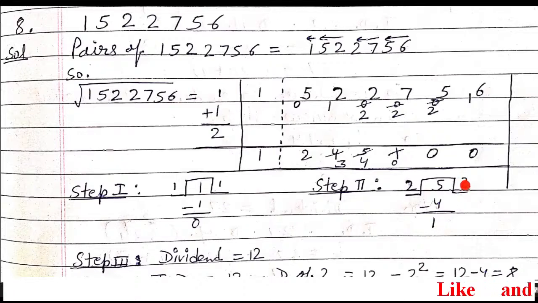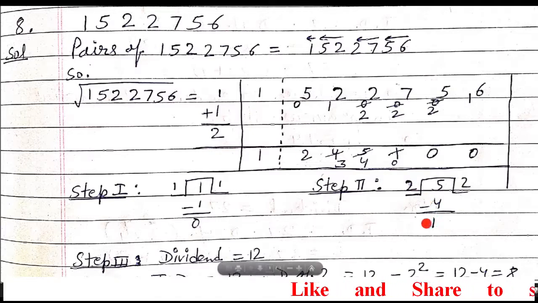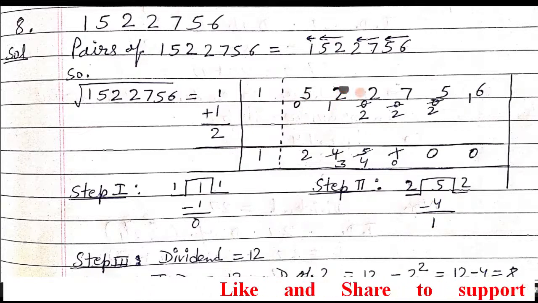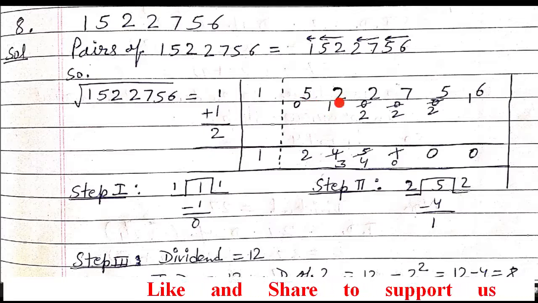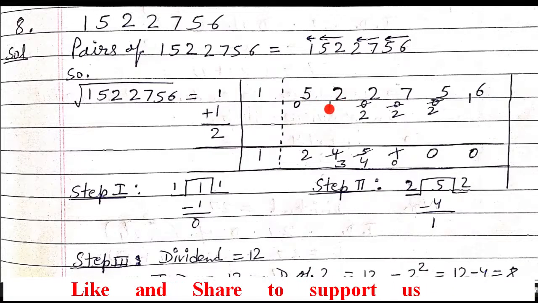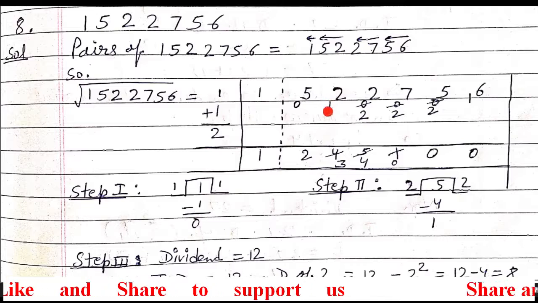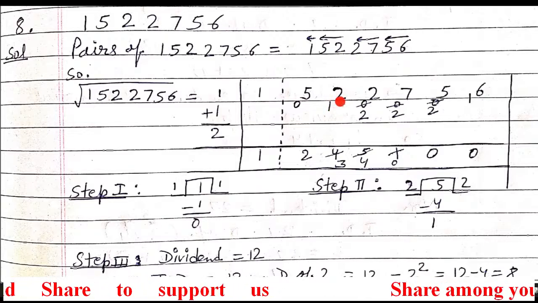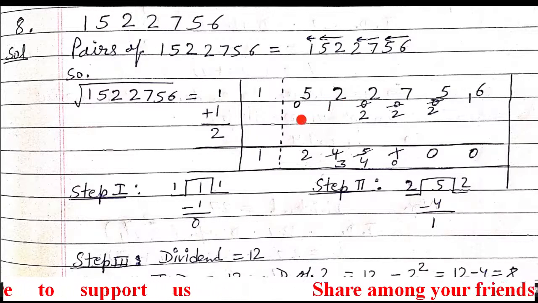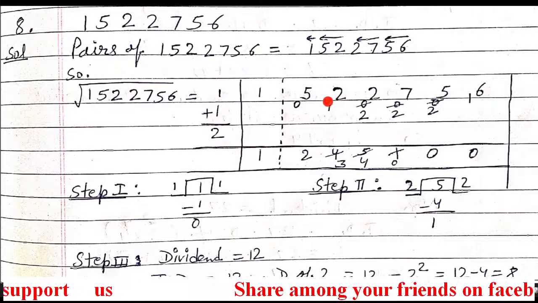This quotient 2 you write just under 5, and this remainder 1 you write down next to the next number. After 5, what is the next number? 2. So write remainder 1 a little to the left and down of 2. So your next dividend is 12. This 12 is the second dividend after the dotted line.